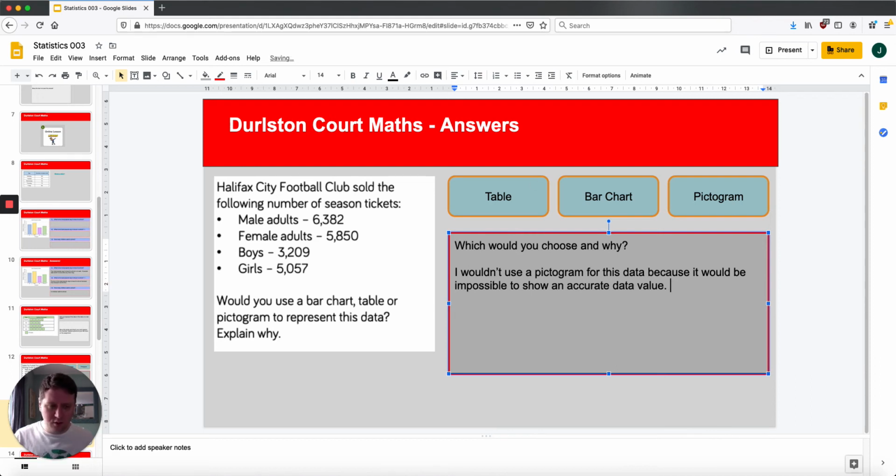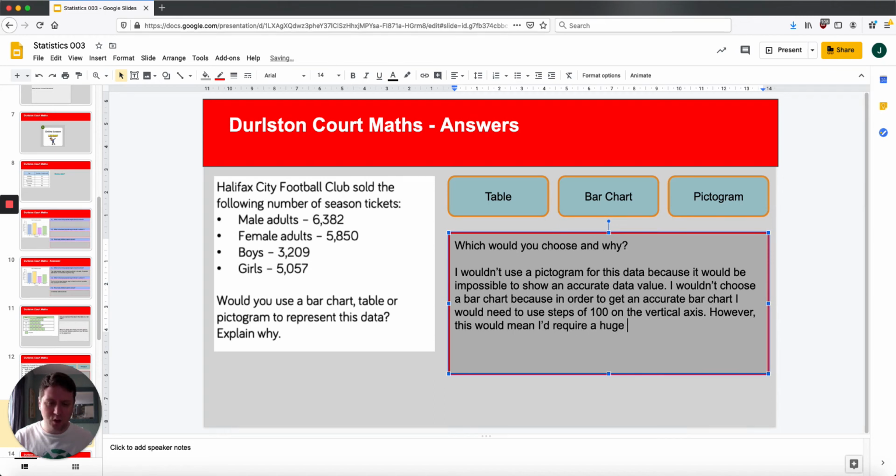I wouldn't choose a bar chart because in order to get an accurate bar chart, I would need to use steps of 100 on the vertical axis. However, this would mean I'd require a huge bar chart, which would take a long time to construct.